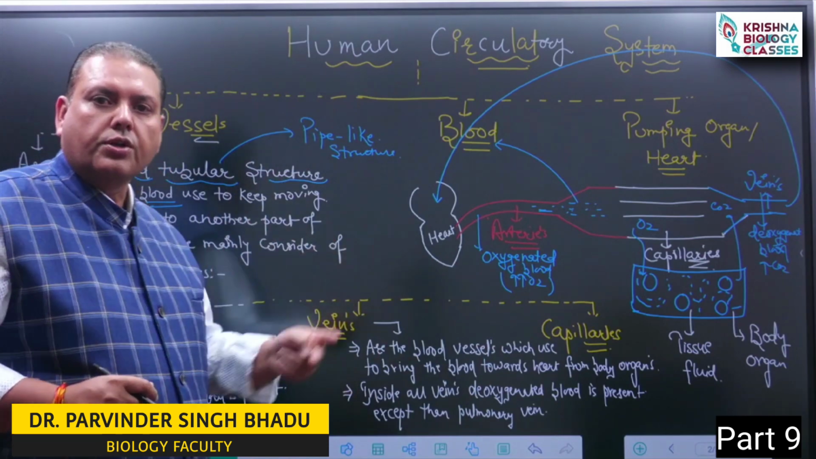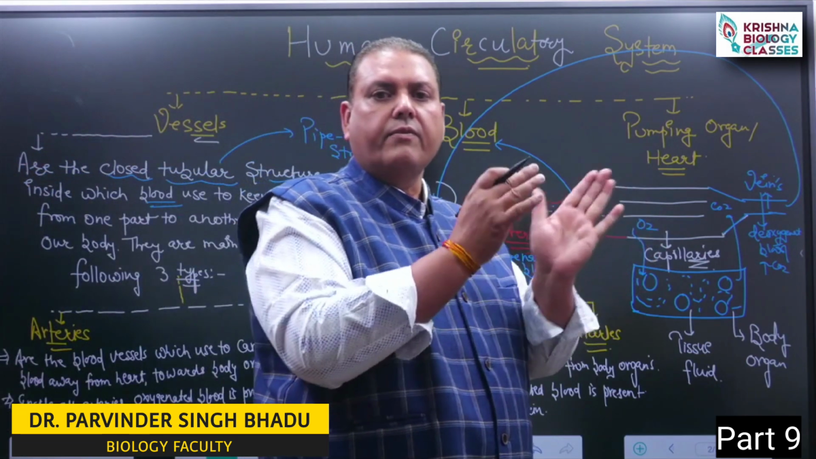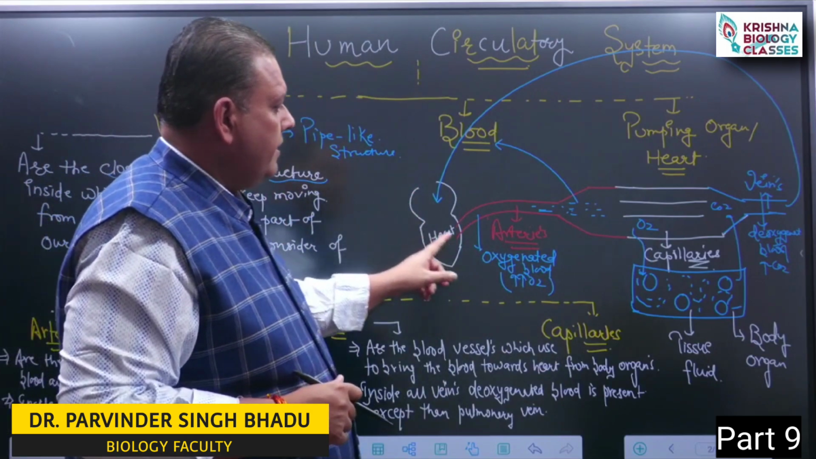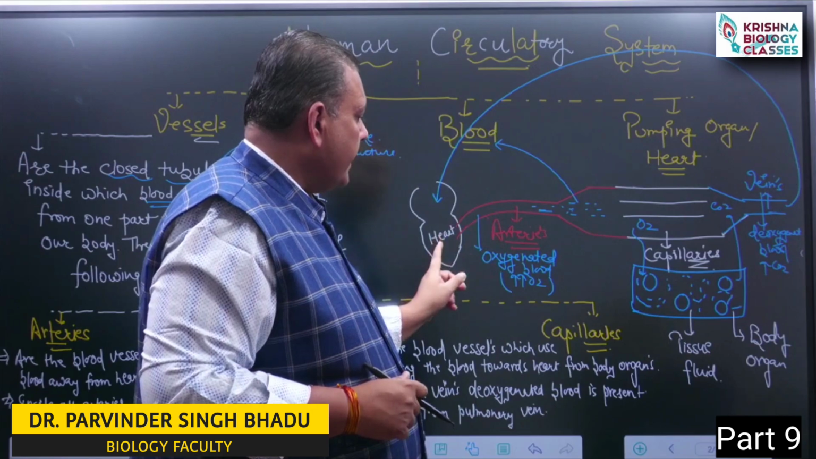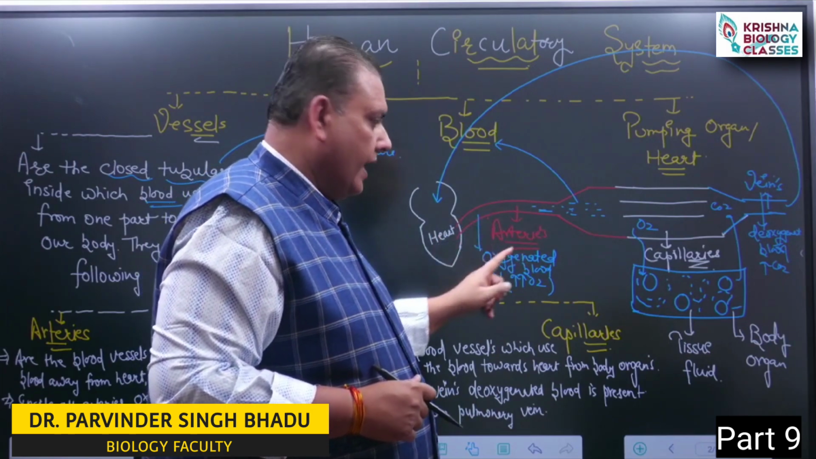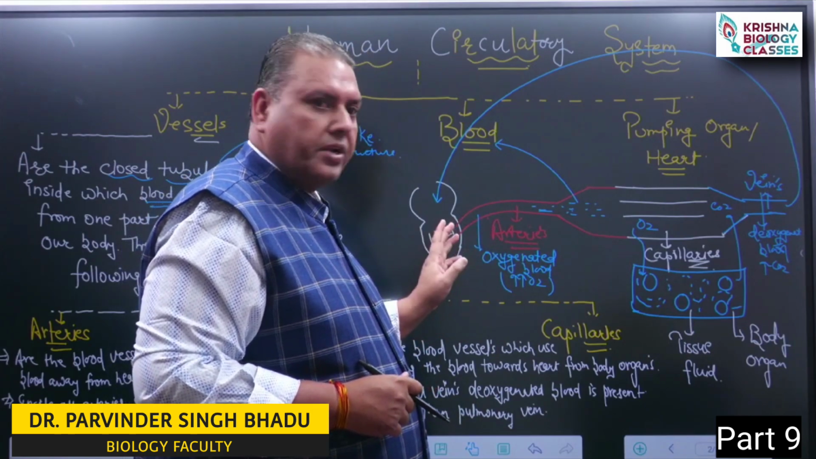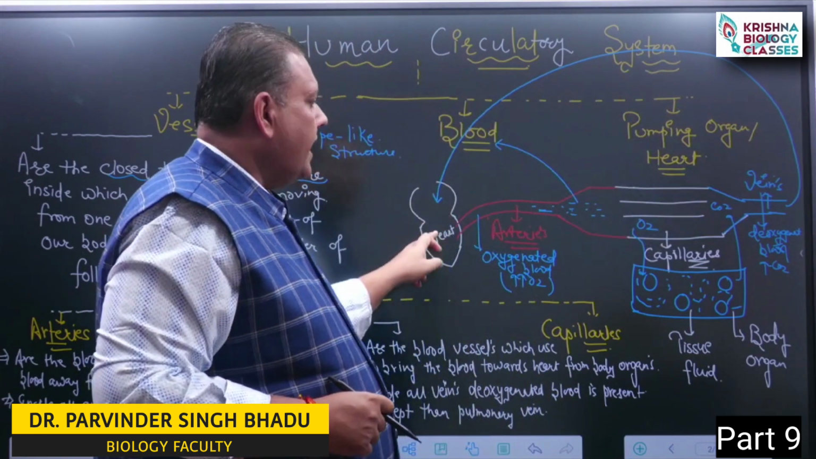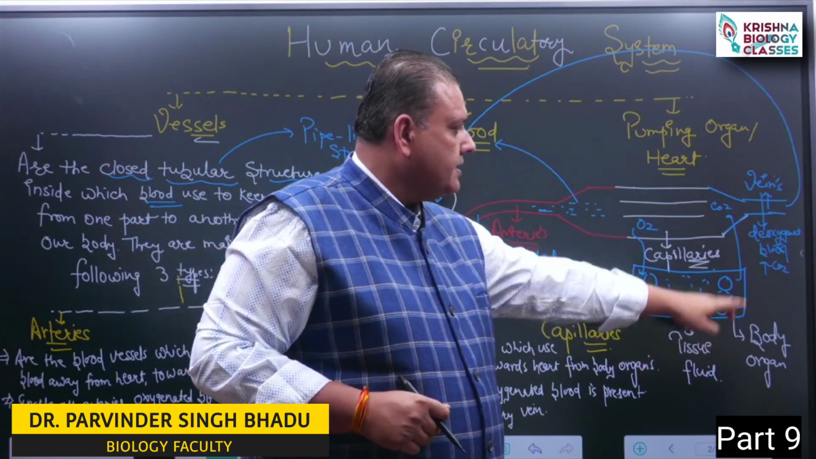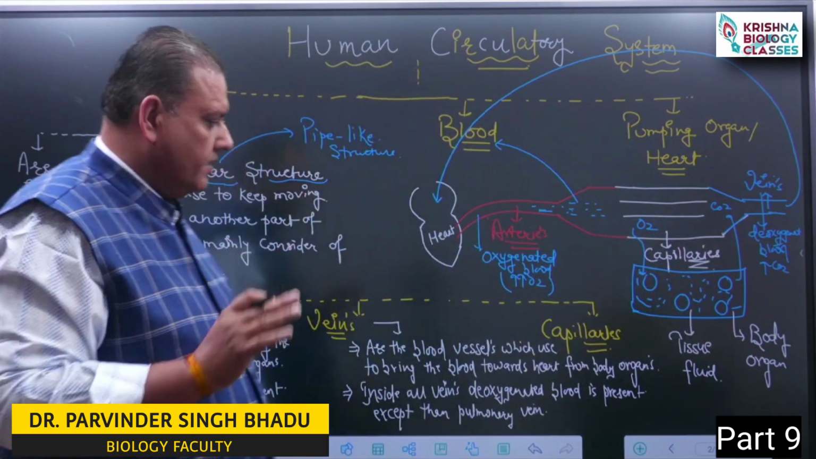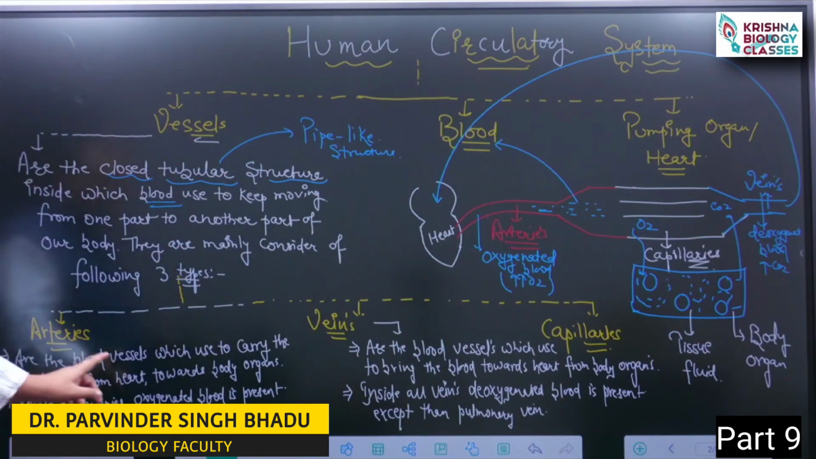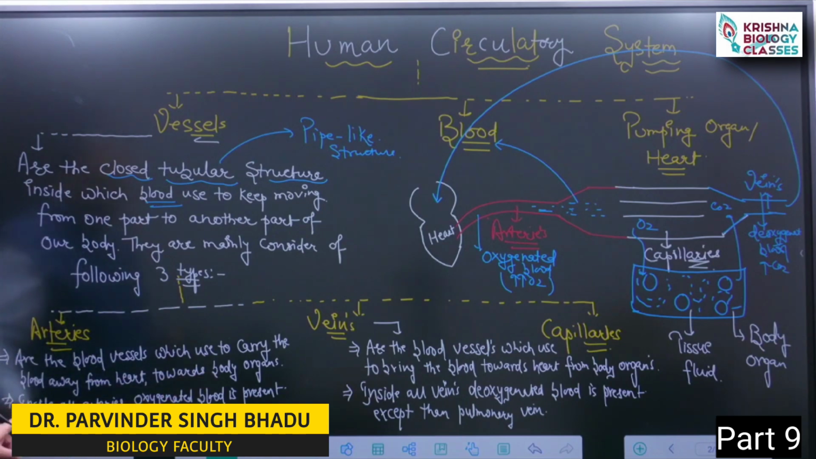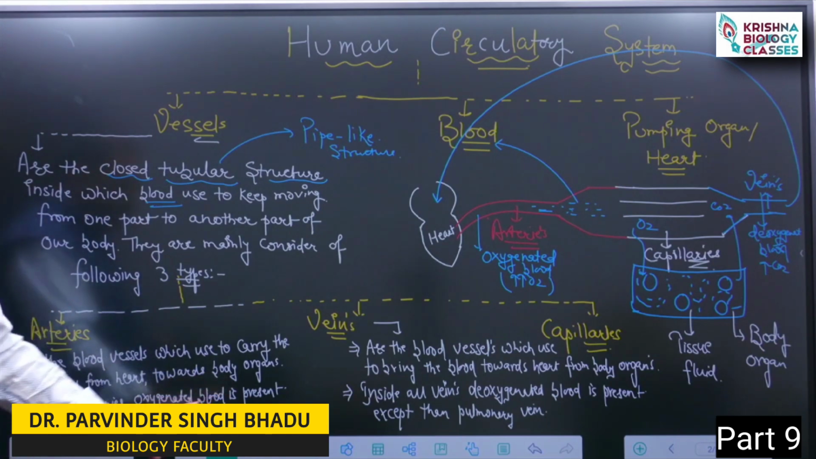Sometimes a 2-mark question comes in the board examination: differentiate between arteries and veins. So the first thing we need to remember is that arteries are the vessels which carry blood away from the heart, and mainly it is oxygenated blood. Whereas veins are the vessels which bring blood towards the heart from the body organs, and mainly they contain deoxygenated blood. So arteries carry blood away from the heart towards body organs, and inside the arteries oxygenated blood is present.